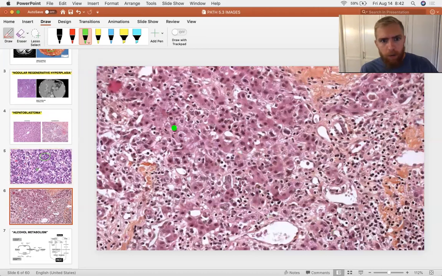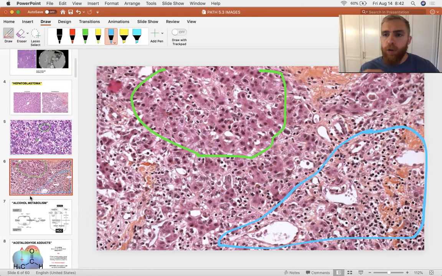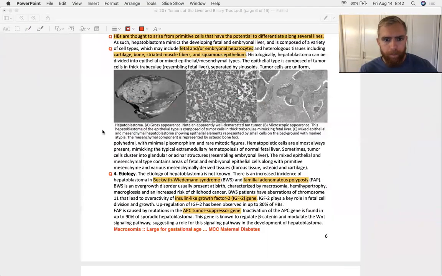And then here's another look. You've got a little bit of a well-differentiated portion up here at the top. And then down in this lower right, you see that cells are starting to get more and more dedifferentiated, a little bit smaller, a little bit more condensed nuclei down in that lower right corner. So that's what you're looking at with a blastoma. It's not going to look like a normal liver.